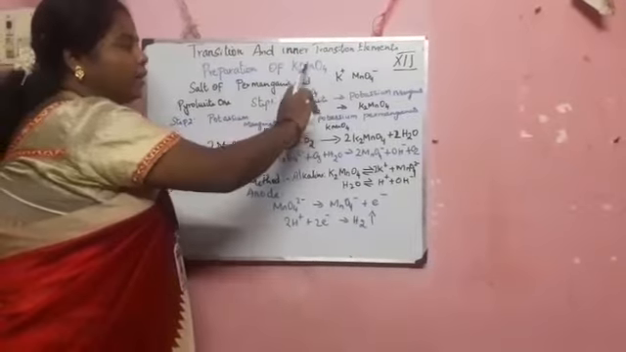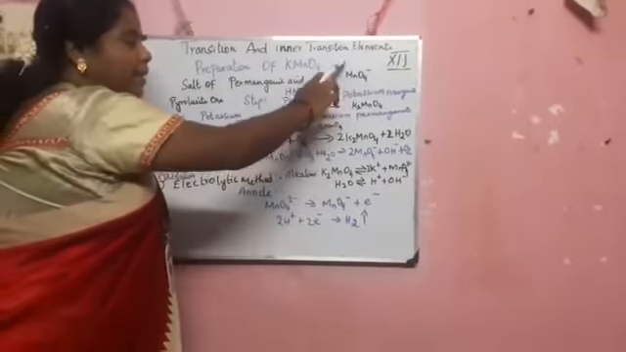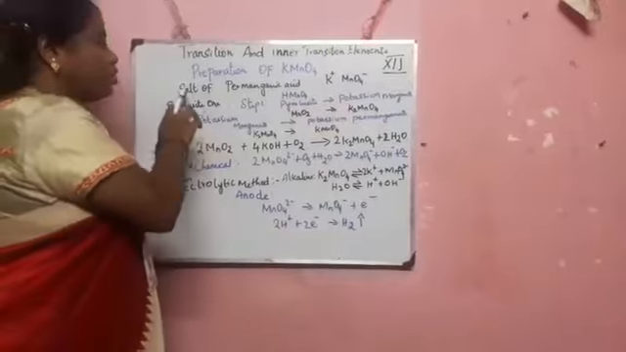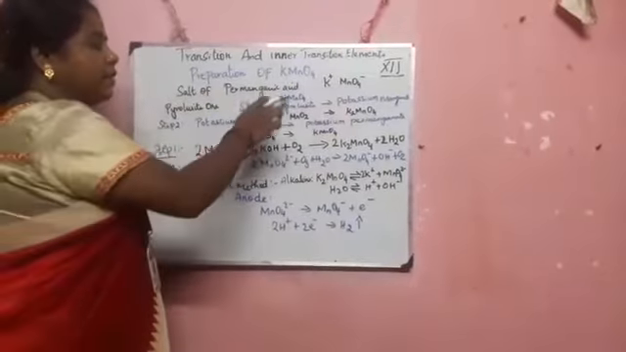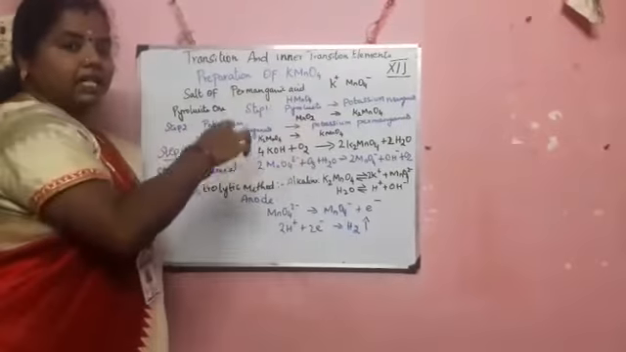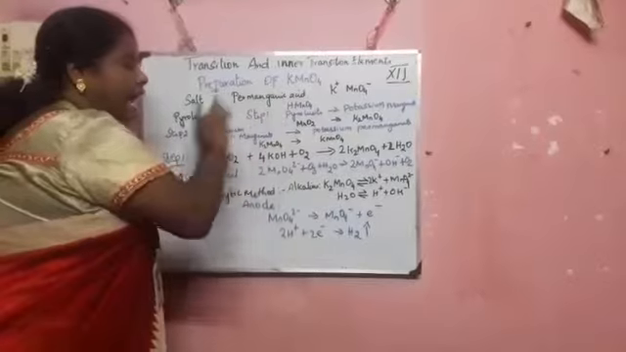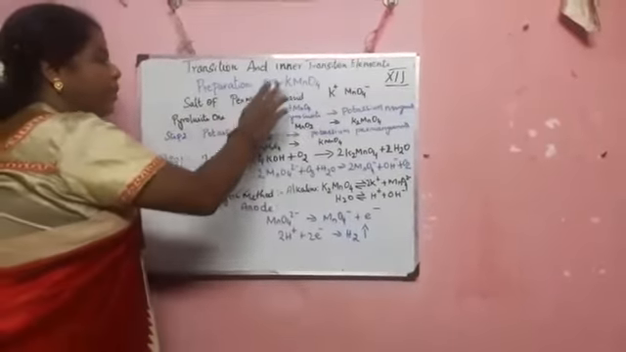Potassium permanganate is divided into a cation and an anion, K plus and MnO4 minus, and it is a salt of permanganic acid. Permanganic acid means that in place of K, it has been replaced by hydrogen. So it is formed as permanganic acid. Today we are going to see the preparation of potassium permanganate.